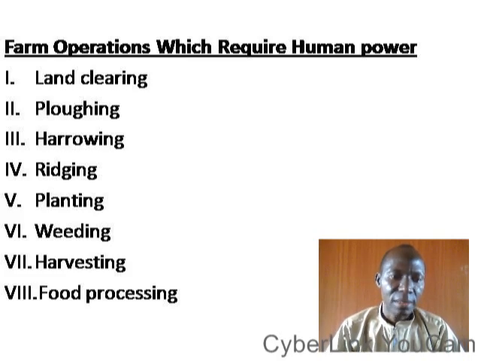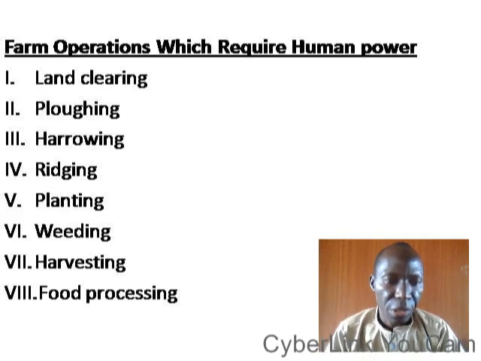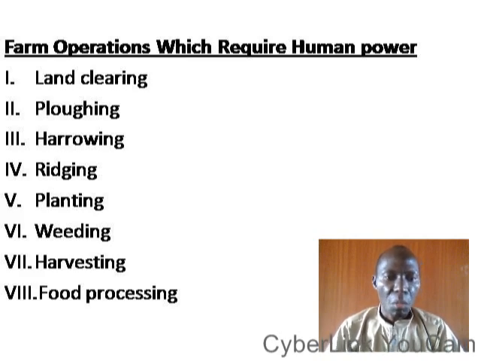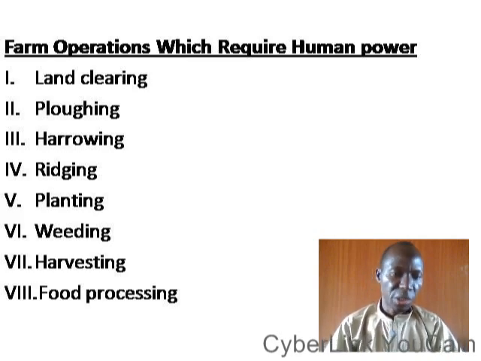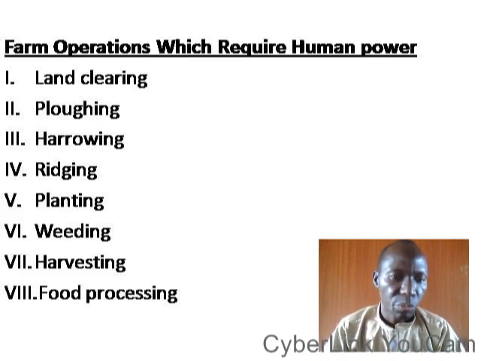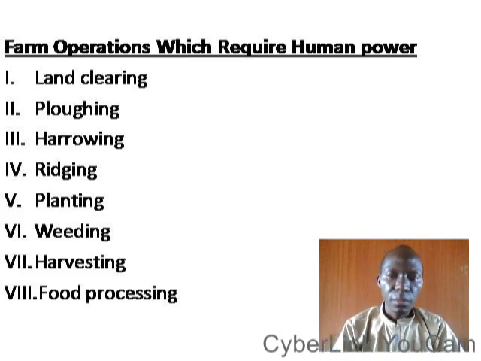Harvesting can be done using a cutlass in the case of cocoa, and also one can use the hand by plucking oranges, or using a harvesting knife. Food processing, man can use his hand to process farm produce into other usable products.